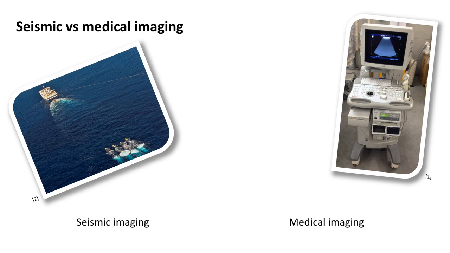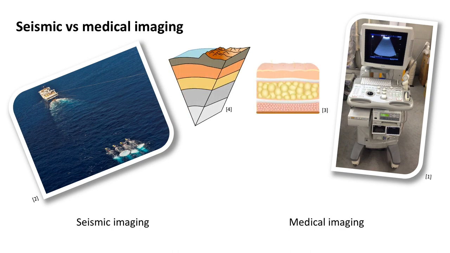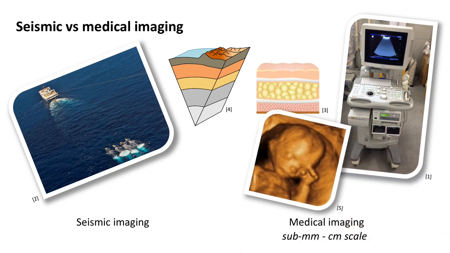What have seismic and medical imaging in common? Very much indeed. Even though human tissue and the Earth's subsurface are different in their structure, both can be analyzed using acoustic waves. In medical diagnostics, ultrasound waves with wavelengths in the submillimeter to centimeter range are used to examine unborn babies in their mother's womb, as well as inner organs, or they are used for cancer prevention.